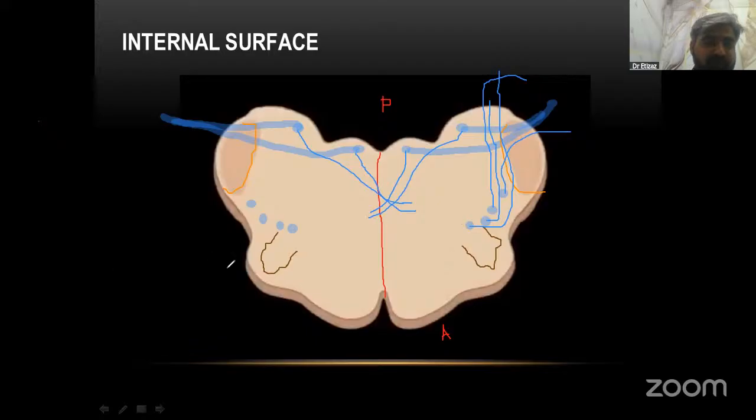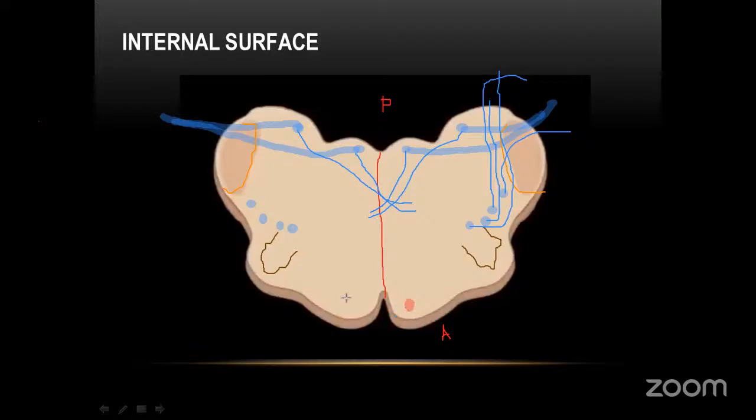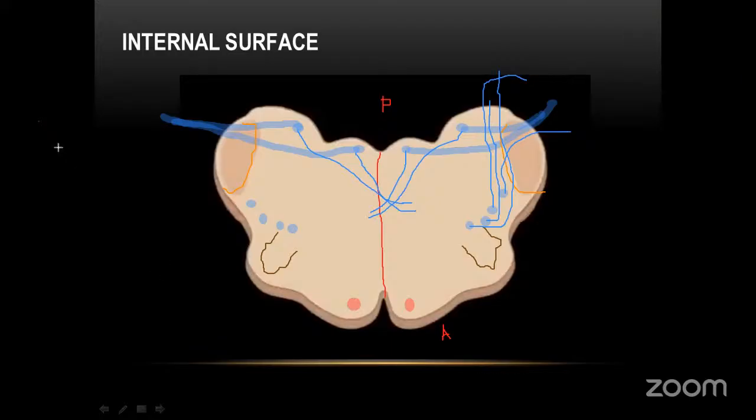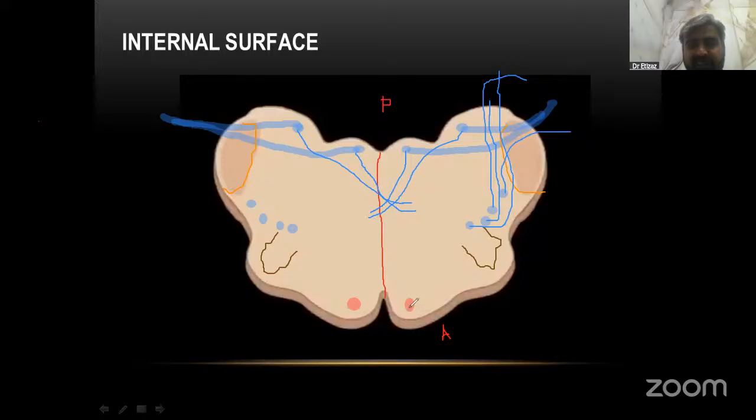Now we come to the motor tracts. So the motor tracts, the anterior part. Look here, what is this structure? Pyramid. So in the pyramid, what tracts are usually there? Corticospinal tract. The corticospinal tract decussates. These are the corticospinal tracts.